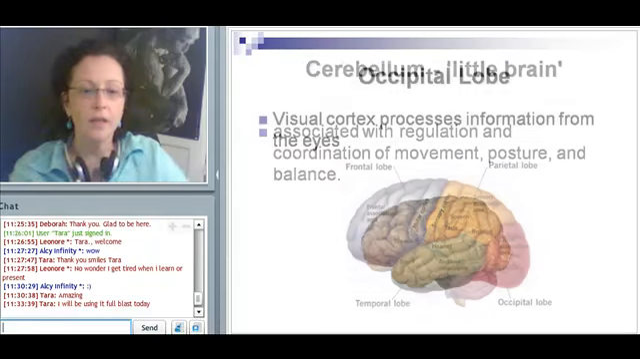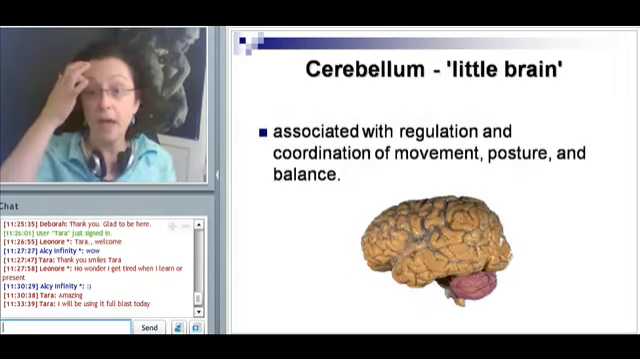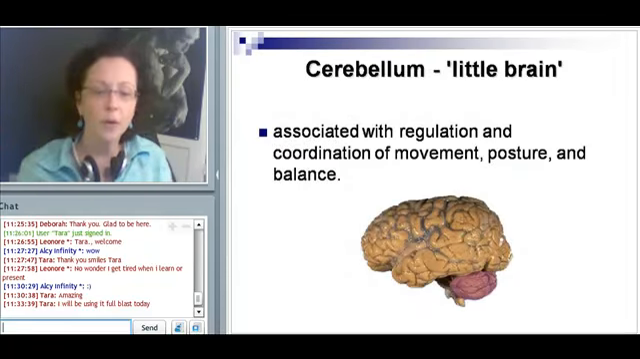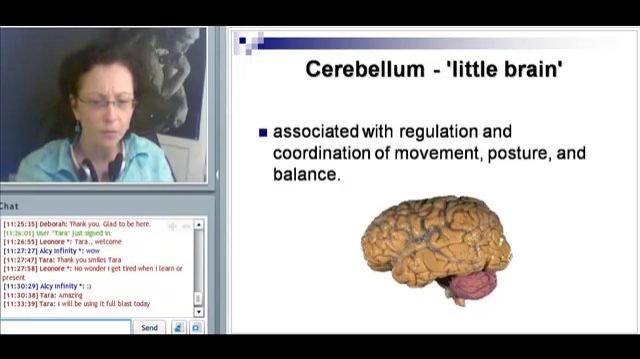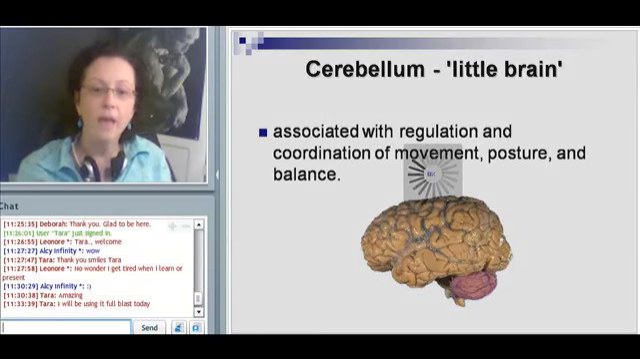The next region is the cerebellum, and the cerebellum is also known as the little brain, and it's located at the very back. If you see in that slide that lower region, which is kind of pink, sort of purpley pink, that is the cerebellum, and it's responsible for the regulation and coordination of movement, posture, and balance.